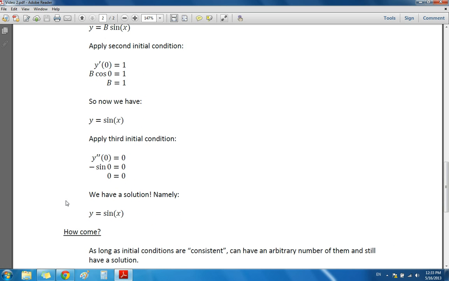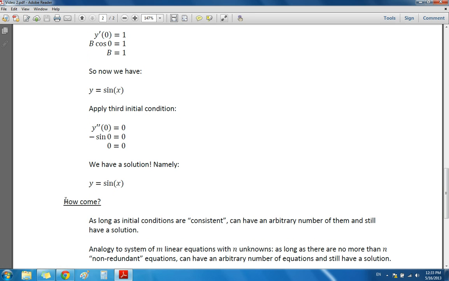Well, the issue is that as long as the initial conditions given are consistent, meaning that some initial conditions are redundant, that give the same information as previous combinations of initial conditions. So as long as all the initial conditions agree with each other, you can have an arbitrary number of them and still end up with a solution. As an analogy, you can think of a system of linear equations with m equations and n unknowns. You can actually have as many equations as you like, provided that there are no more than n non-redundant equations, you can still have a solution to this system.